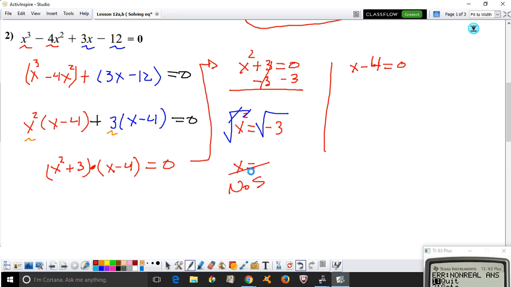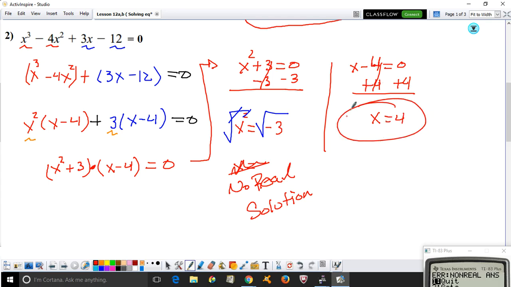Or let's be specific, there is no real solution because you cannot take the square root of a negative number. So at least in the first equation, we have no real solutions. Now let's look at the second equation. So let's solve it just like we did previously.